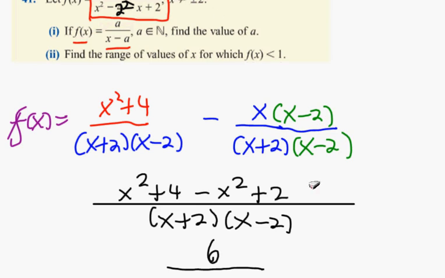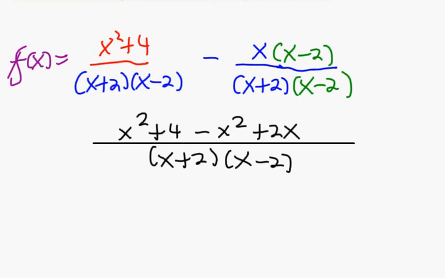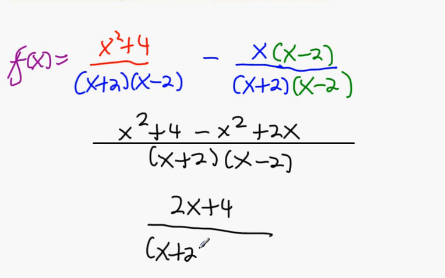What I'm going to get here now is this. I'm going to get a 2x plus 4 on top and x plus 2, x minus 2 on the bottom. I know the problem with this because I'm only meant to have one bracket on the bottom. One of these brackets has got to go. It's not the minus bracket because it says x minus a. It's more than likely the plus bracket. How do I get rid of that x plus 2? Can anybody tell me?